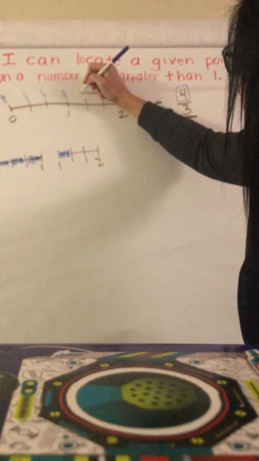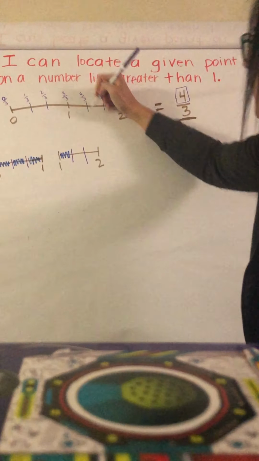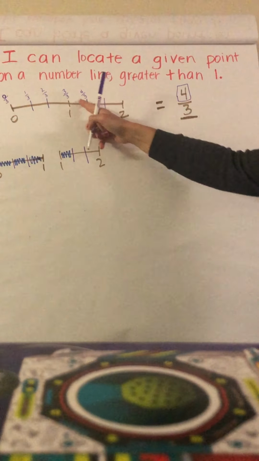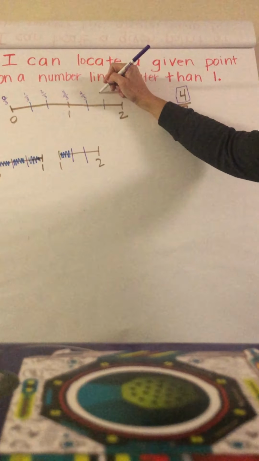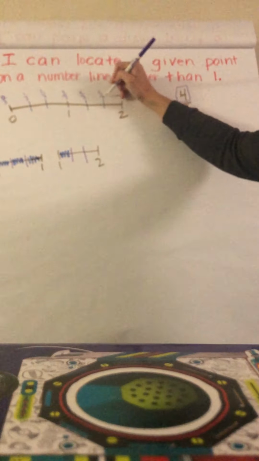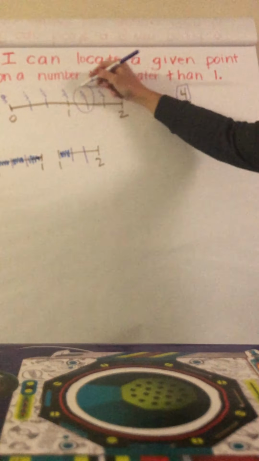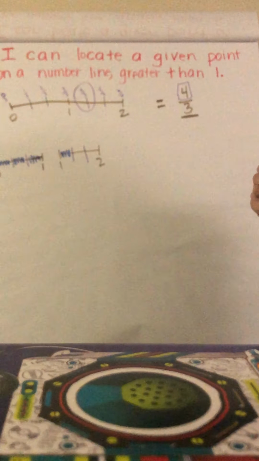And we're going to move over to our next hash mark, and there's 4 thirds, because 1, 2, 3, 4 thirds is what we have. We've got 5 thirds, and then we've got 6 thirds. Okay, and of course we were looking for 4 thirds, and there it is.